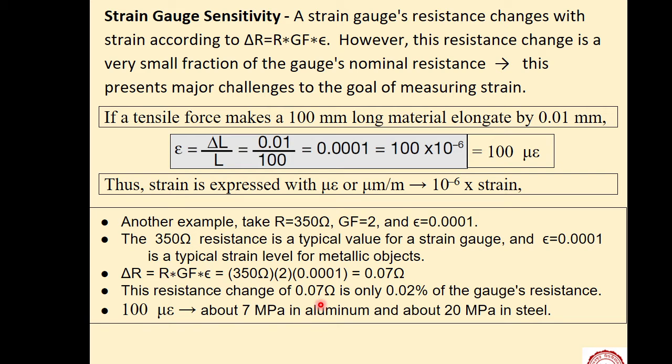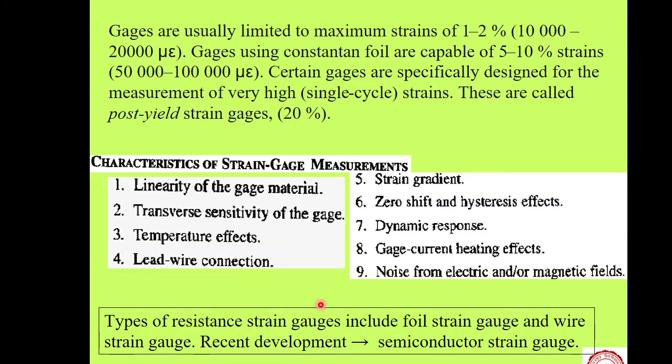So, this is how we measure the strain using strain gauge. Now, there are different features there. Gauges are usually limited to a maximum strain of 1 to 2%. This 1% means 10,000, 2% means 20,000 microstrain. If the strain gauge is subjected to this much strain, there are some problems. We will see what the problems are. Now, some gauges can measure up to 5 to 10%.